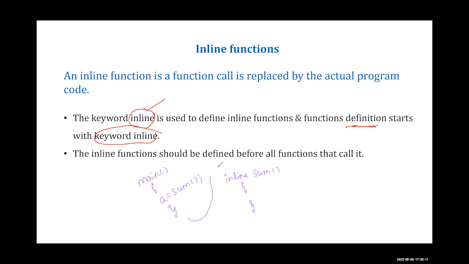After this step is going to come. Now this is not valid according to the rules or the features of inline function. So what is it saying? The inline function should be defined, so this should be above this or before the main function. It cannot be after this. So the definition has to be before we call it.